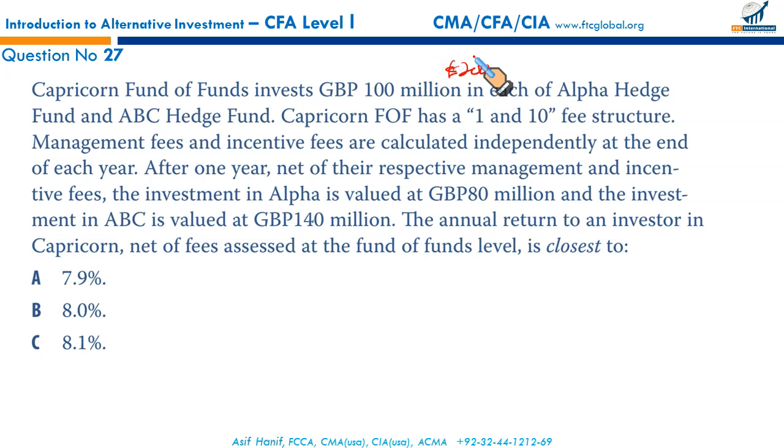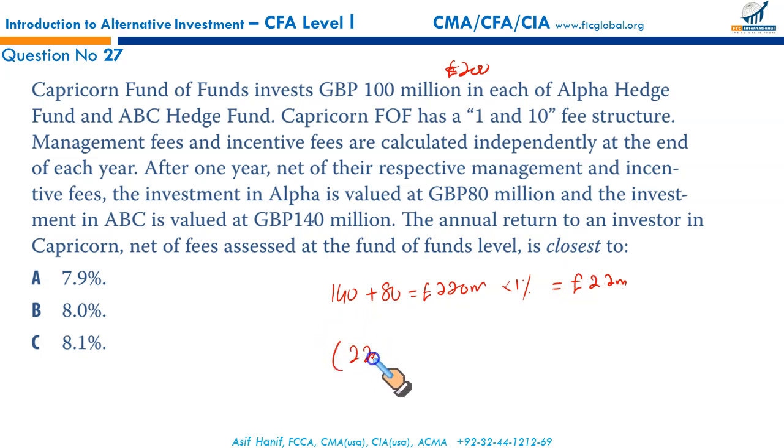Okay. And the end combined value is 140 plus 80, that is 220 million pounds. Now we have to pay management fee at the rate of 1%, which will be equal to 2.2 million pounds. First thing. Then the incentive fee. What would be the incentive fee?